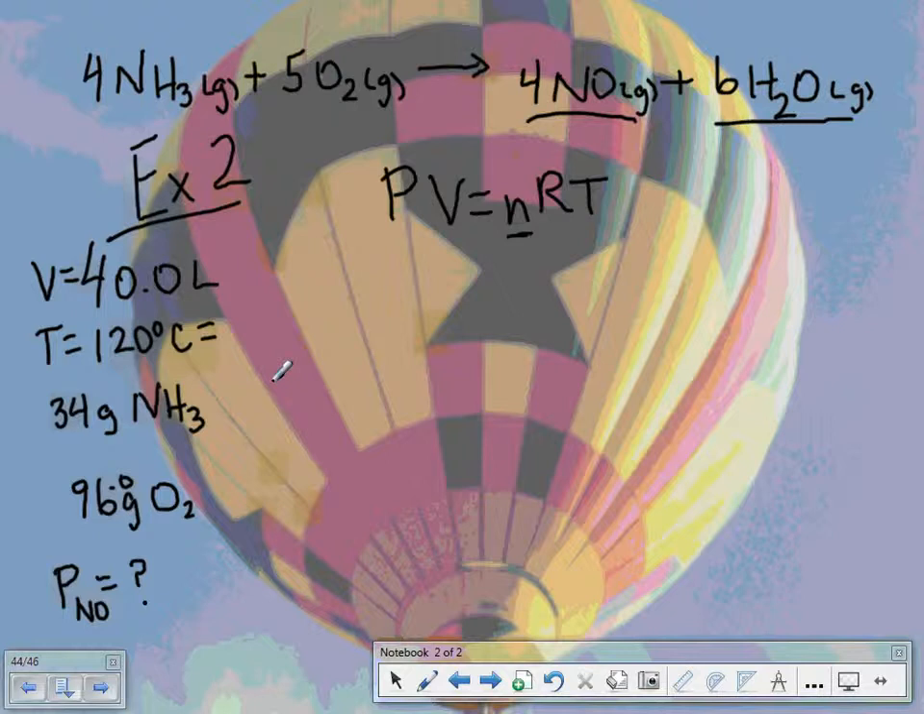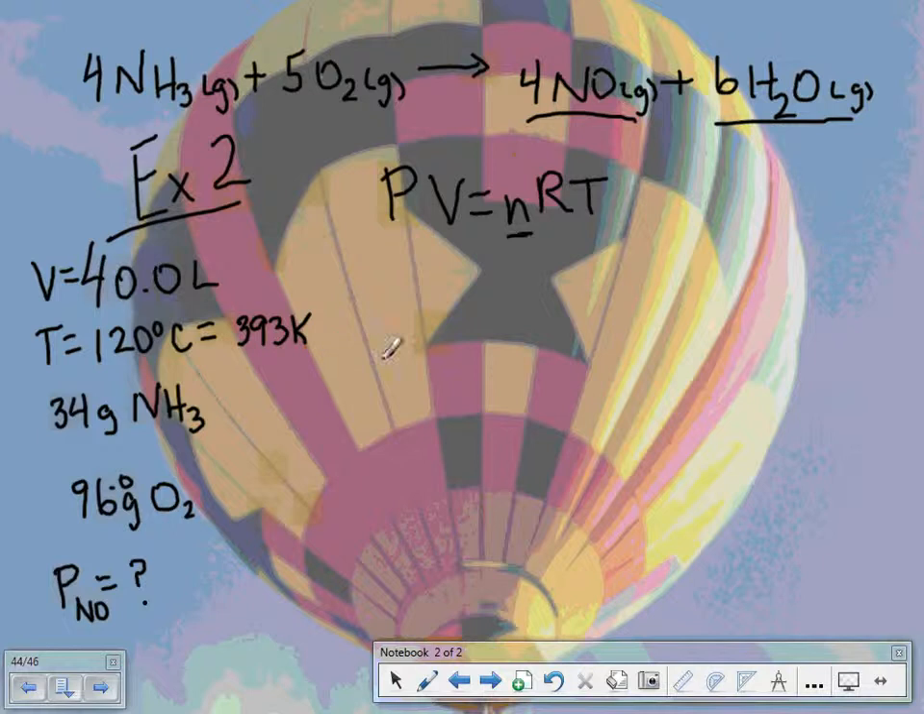We'll just solve this for one gas at a time. And it's NO, and we won't worry about water because they didn't ask us for water. Okay, let's convert temperature to Kelvin. So 273 plus 120. You can probably do that in your head. What is it? 120 plus 273? 393.